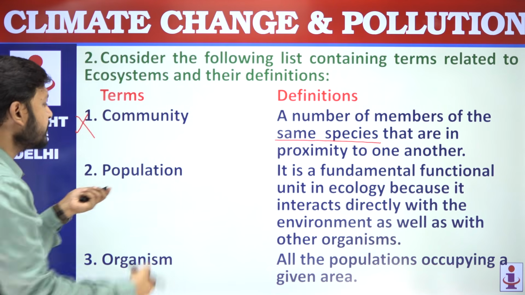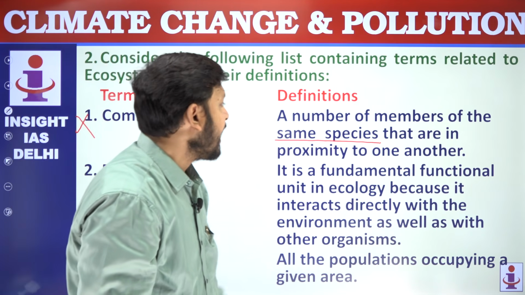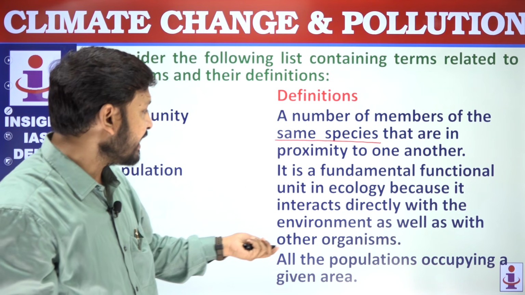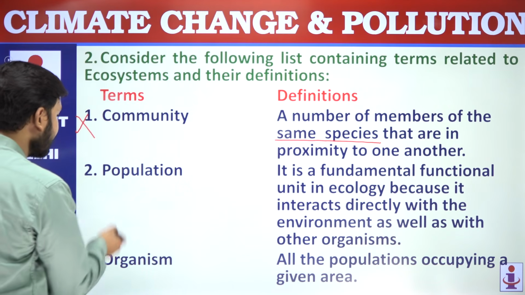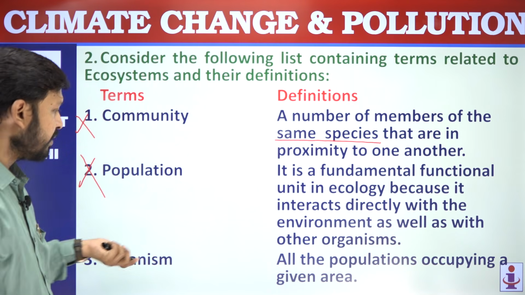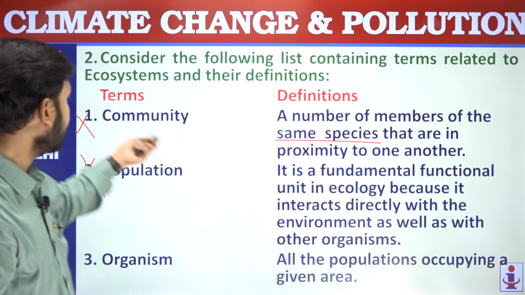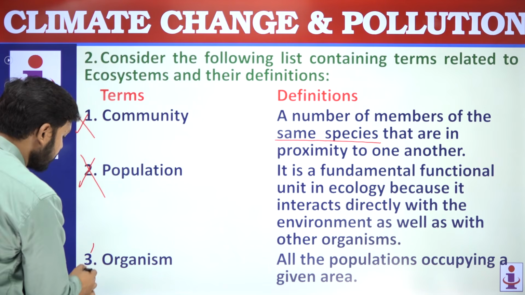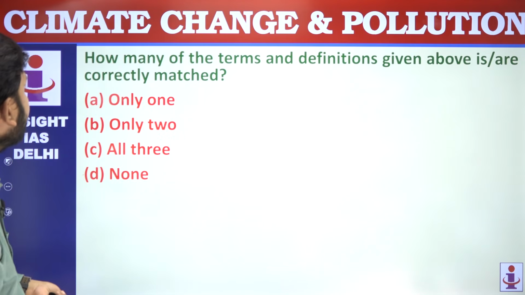If this is wrong, obviously the next will also be wrong. It is a fundamental functional unit in ecology, because it interacts directly with the environment as well as with other organisms. That is the definition of organism, so this is also wrong. Let's see what they have given next: all the populations occupying a given area. That is nothing but community, so this is also given wrong. All three statements are wrong in this case. So let's see what they have asked.